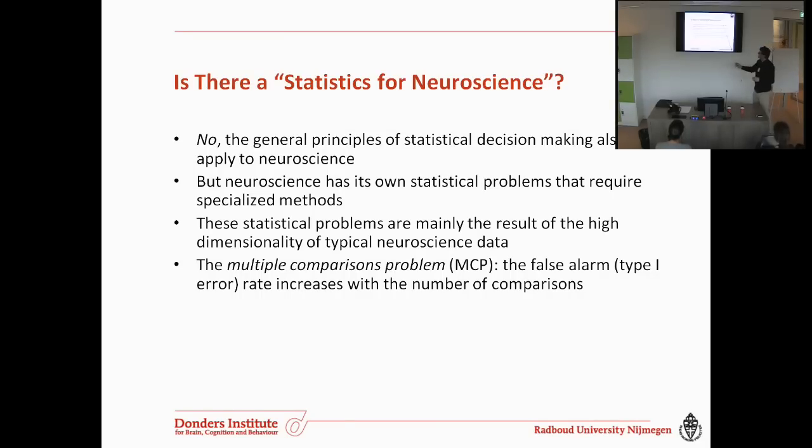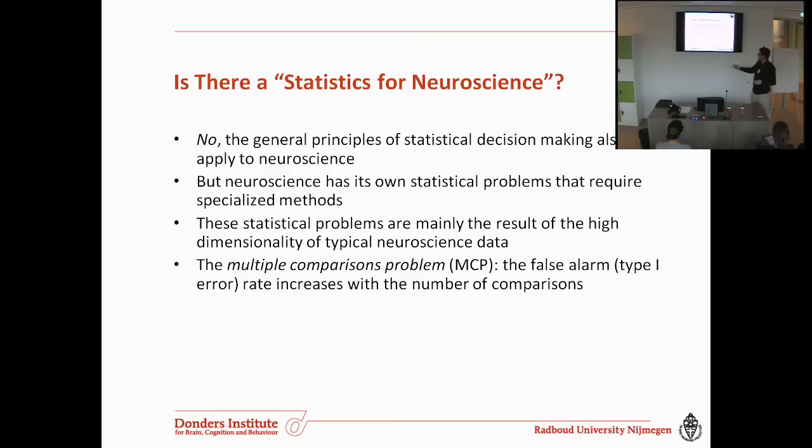Okay, next question. Do we have something like statistics for neuroscience? And the brief answer is no. I think the general principles of statistical decision making, the ones that we use for analyzing behavioral data, we also use in the analysis of neurobiological data. However, neuroscience has its own statistical problems. And because it has these problems, it requires specialized methods. Most of these problems are due to the fact that we deal with very high-dimensional data.